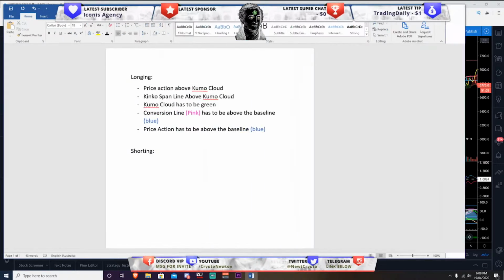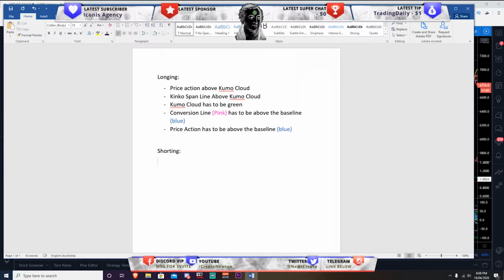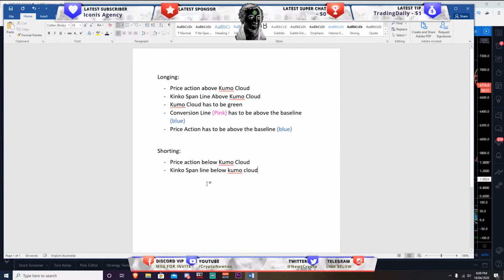Okay, let's go into full screen right here. For shorting, we need our indicators, or basically our price action, right? Price action below the Kumo cloud, okay? The second thing you need is the Kinko span line. The Kinko span line that we wrote above must be below the Kumo cloud. So right here, we're basically doing the exact opposites, as you can see. So the Kinko span line below the Kumo cloud.